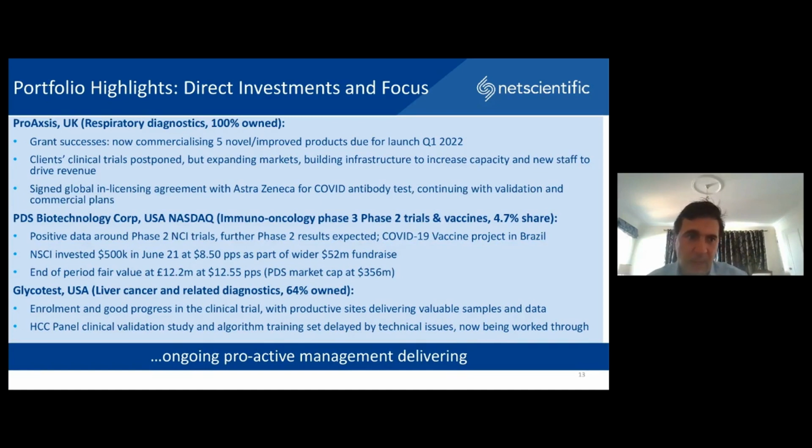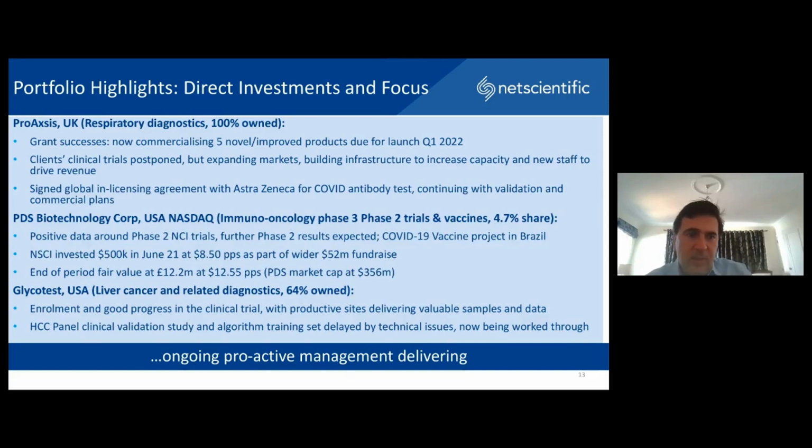Last but not least was the in-licensing agreement that we signed with AstraZeneca earlier this year, for a global license for the antibody test developed by AstraZeneca. Now, we are in the process of the validation of this test within ProAccess. It's a technical thing that we need to do before we are able to sell this externally. And once we finish that, we'll be able to announce our commercial plans for this part of the business. We are very optimistic. We feel that it's a significant opportunity, but we are in the process of doing it.